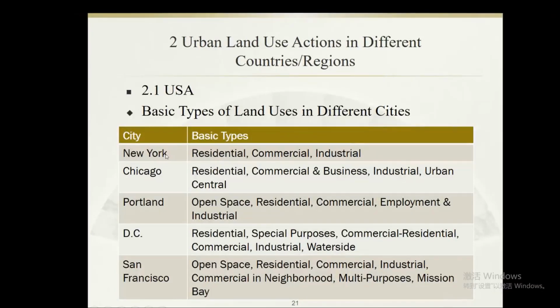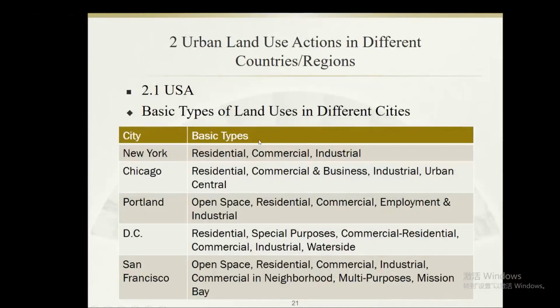For New York, they have the basic types of land uses as residential, commercial, and industrial land use. For Chicago, residential, commercial, and business, industrial, urban central. Portland: open space, residential, commercial, employment, and industrial. For Washington, D.C., it's commercial, residential, special purposes, industrial, waterside. Okay. San Francisco: open space, residential, commercial, industrial, commercial in neighborhood, multi-purposes, Mission Bay. What is Mission Bay? I will explain later.